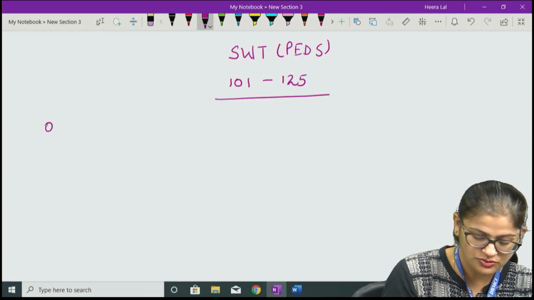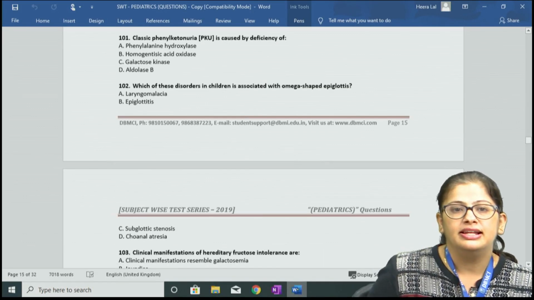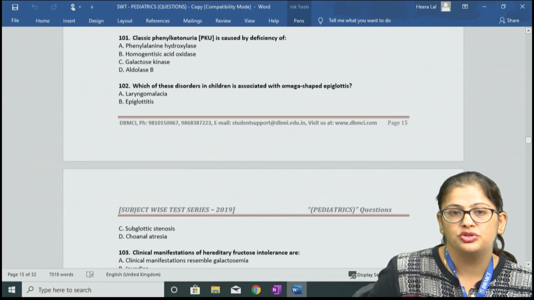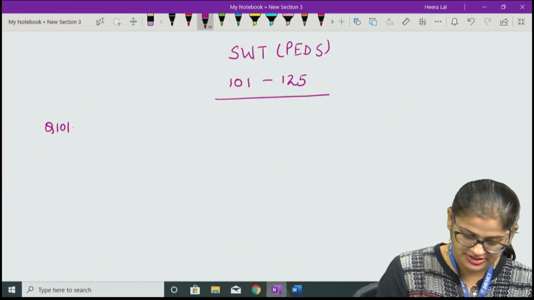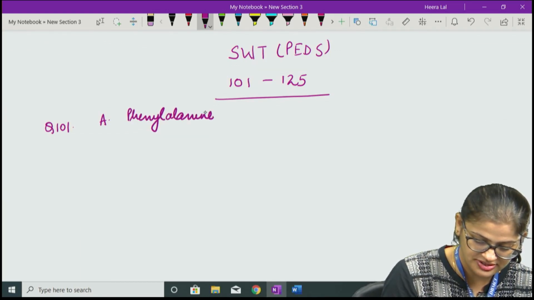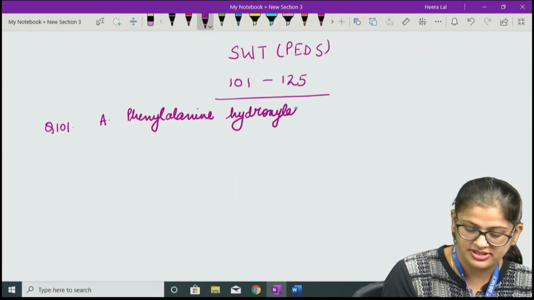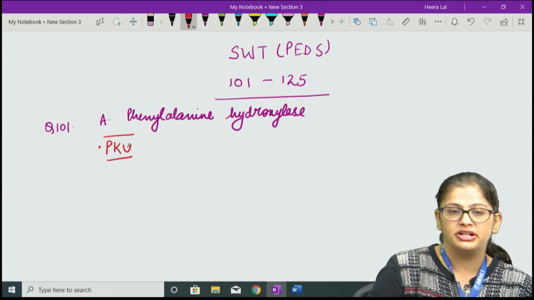So question 101 was, classic phenylketonuria is caused by deficiency of, and the correct answer is option number A, phenylalanine hydroxylase. So deficiency of this enzyme causes phenylketonuria or PKU as it is commonly called.